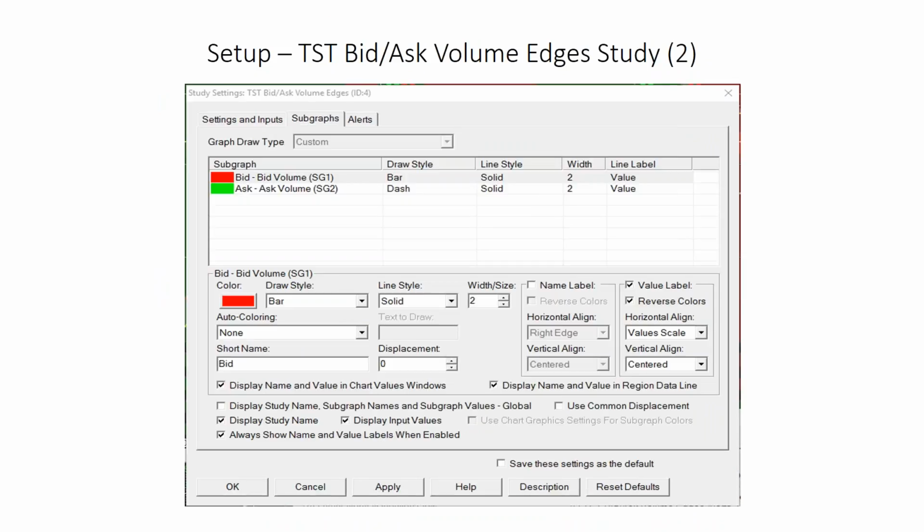What else did I put in here? This is where you set up your bid. It's a bar, that solid bar going straight up. Here's the ask, that's the dash going across. You can set this up any way you want. For me, this works the best, but you could try some different types of draw styles down here and see what that looks like.